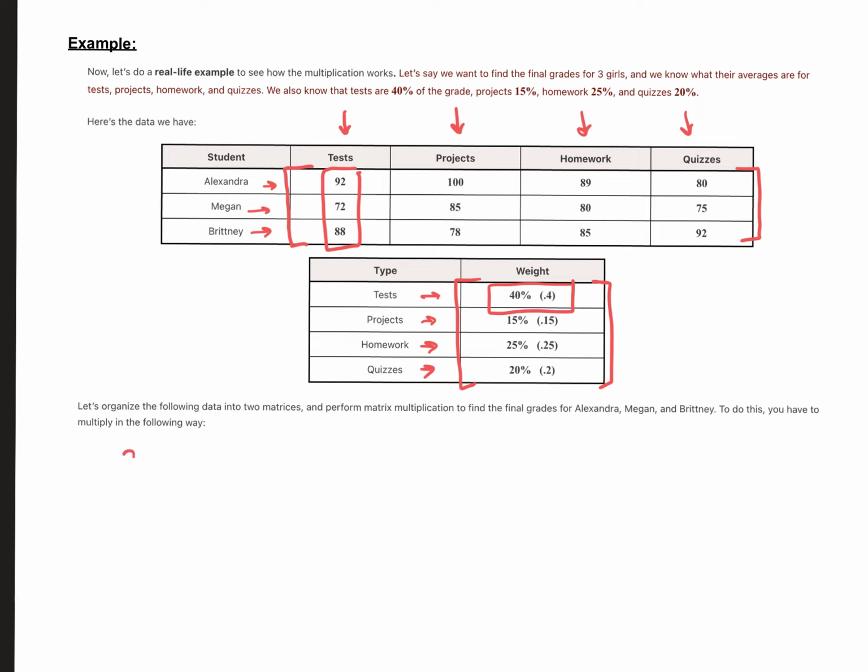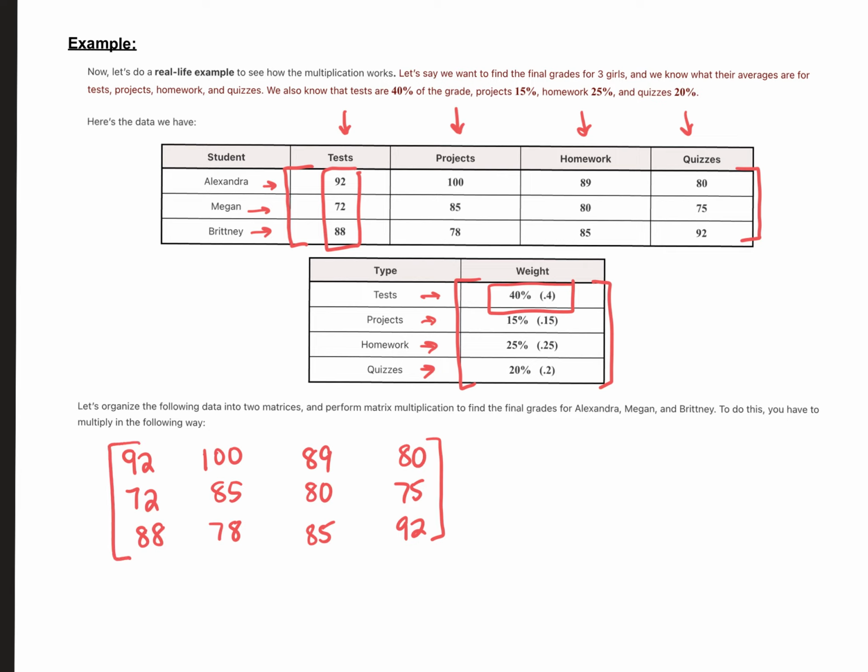So my first matrix will look like this. We're going to have our tests in one column, projects in another column, homework in our third column, and quizzes in the fourth column. And we can see again, oops, that should be 92, not 72. We can see that Alexandra's grades are here, Megan's grades are here, Brittany's grades are here.